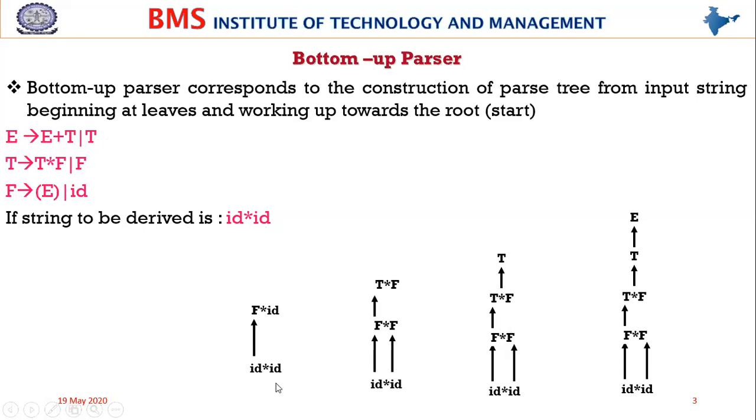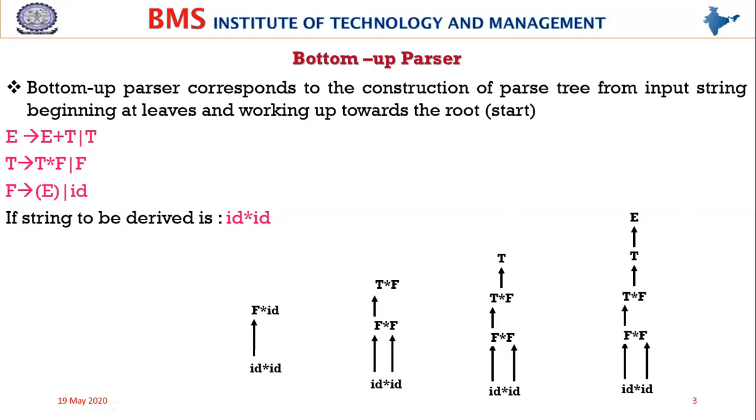Getting the idea? So first we replace the id by F. The second id also we replaced by F. So we got F star F. Then we came to know that F can be replaced by T from the production, right? Then we replaced T star F by T, and then we replaced T by E because of the production E produces E plus T or T. So this way, step by step, we replace a substring by its appropriate non-terminal by looking at the production. And this we did manually. This should happen automatically.